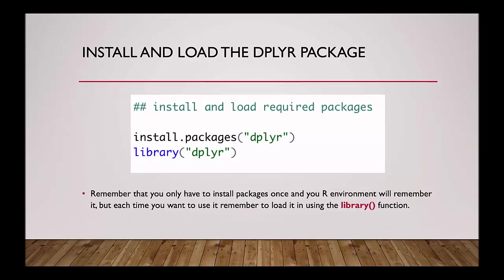So the first thing we need to do is install and load the dplyr package, as this is where the Star Wars data is stored in R. To install the package, you simply type install.packages and then, in brackets and quotation marks, dplyr, and then to load it you simply type library and then, in brackets and quotation marks, dplyr. Remember that in R, you only have to install a package once and your R environment will remember it forever. But every time you want to use it, like when you start a new script, then you need to load it in using the library function.